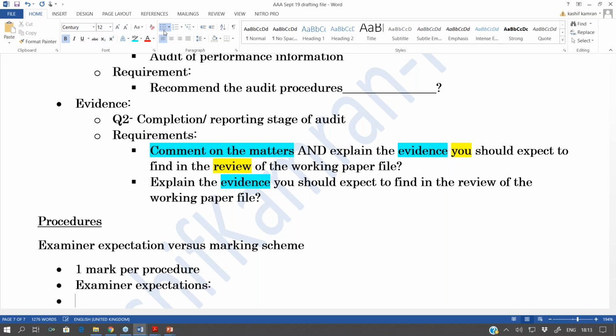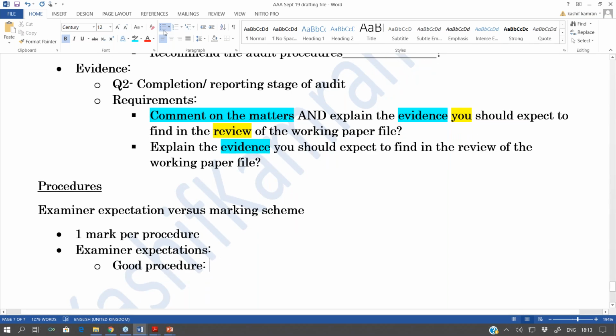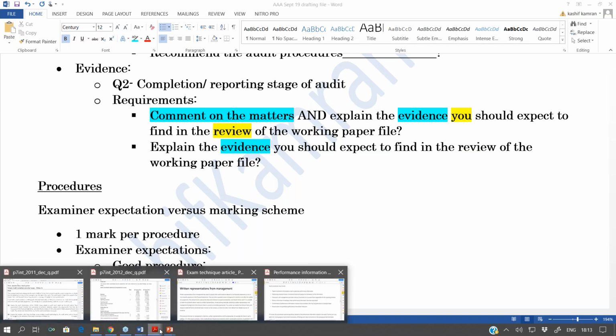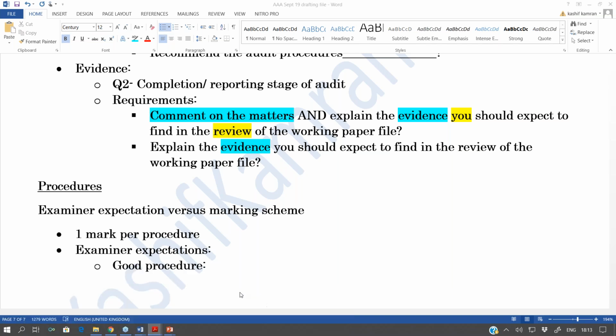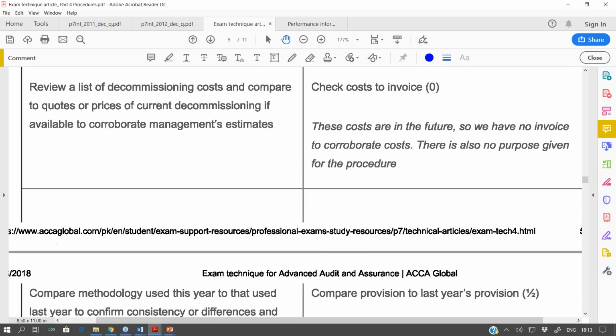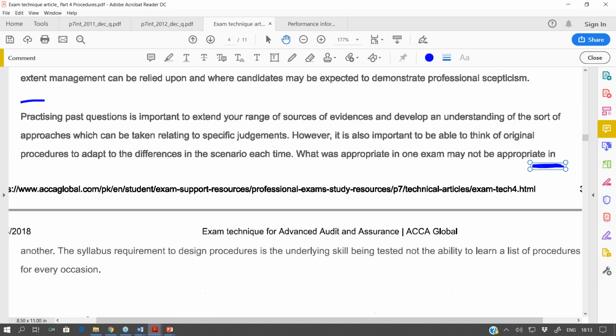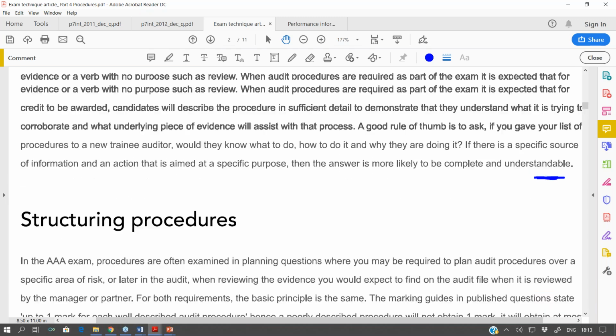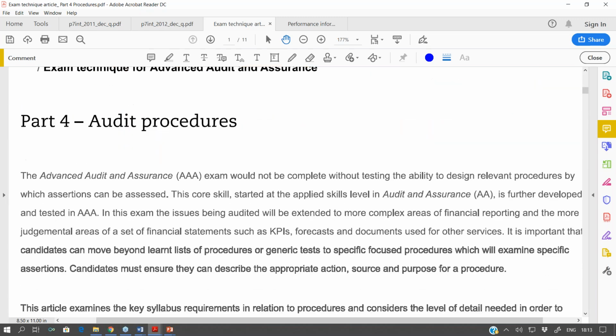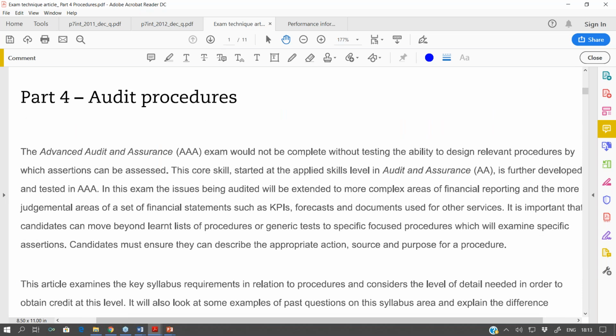the examiner says, what is a good procedure? And where would you get the answer for what is a good procedure? You will go to the examiner article, which I've shared as a resource for day 2, which is right here in front of your screen. This is the examiner article part 4, and this part 4 article is about audit procedures.